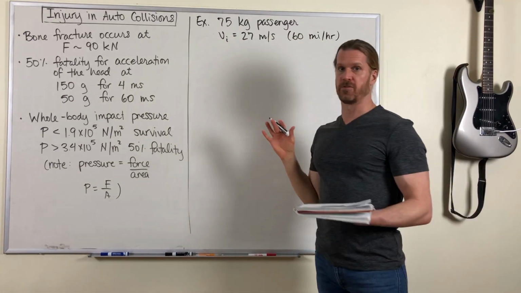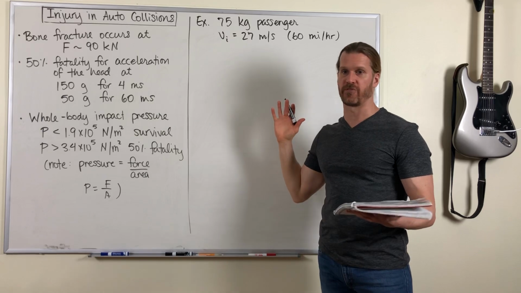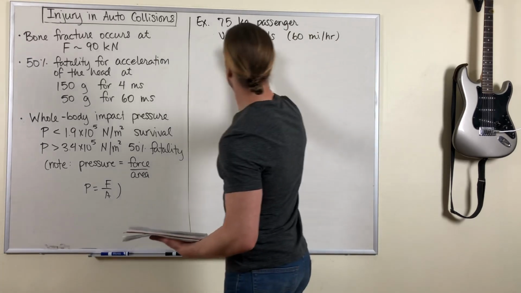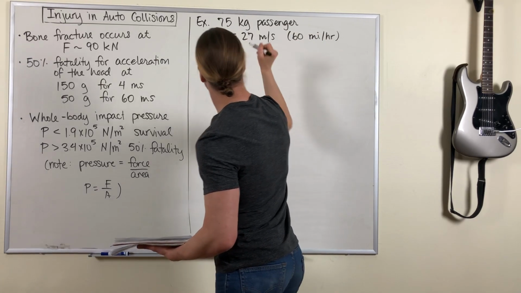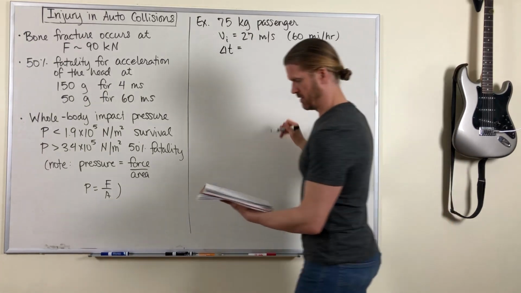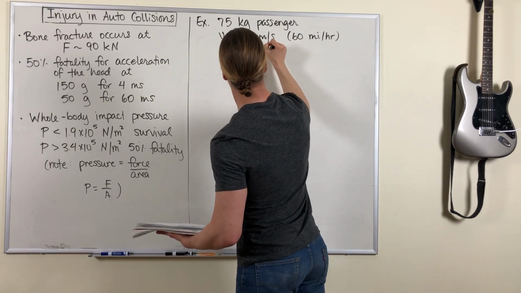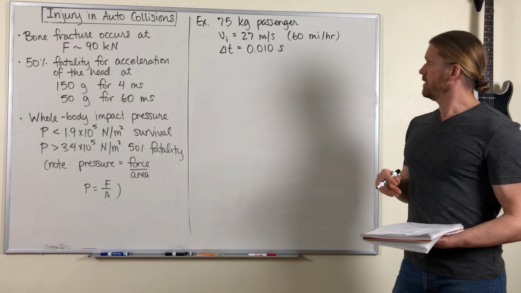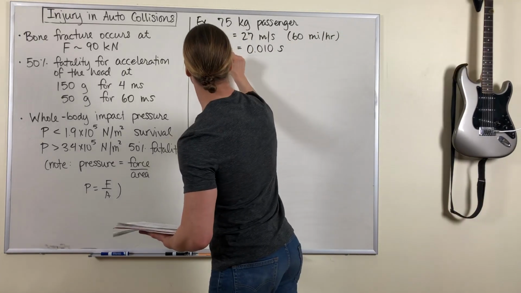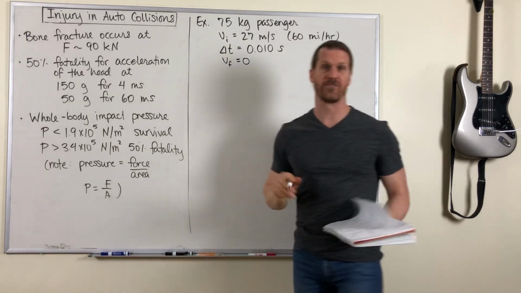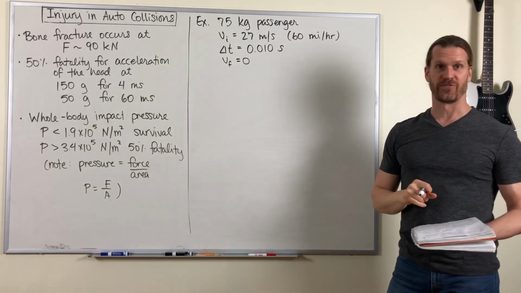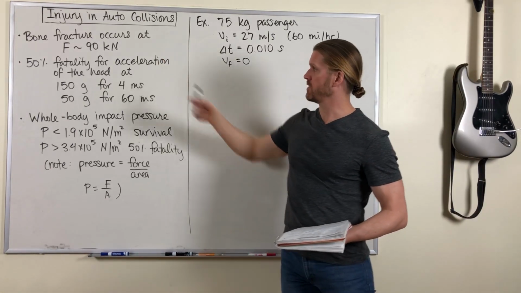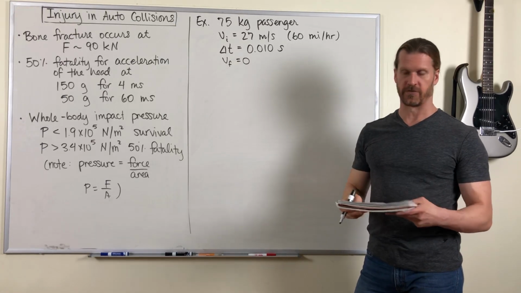Because they're not wearing a seatbelt, when the car crashes and comes to a stop, the person hits the unpadded dashboard and comes to a stop very quickly. So the time of collision is 100th of a second, 0.01 seconds. And v final is 0. The person comes to a stop, and does so very quickly. So let's calculate the force, the acceleration, and the pressure that this person experiences.